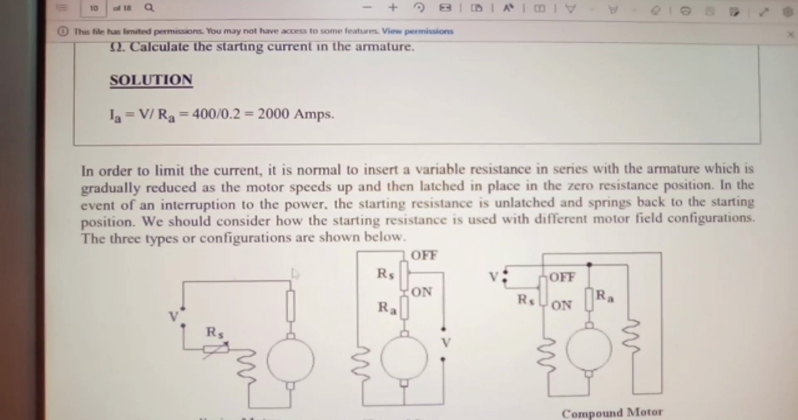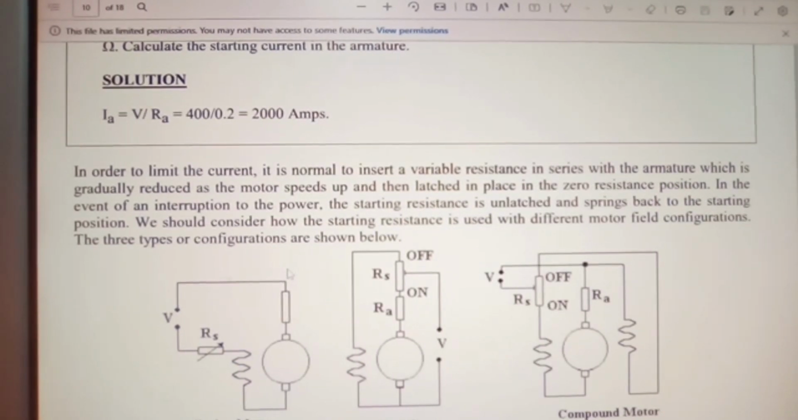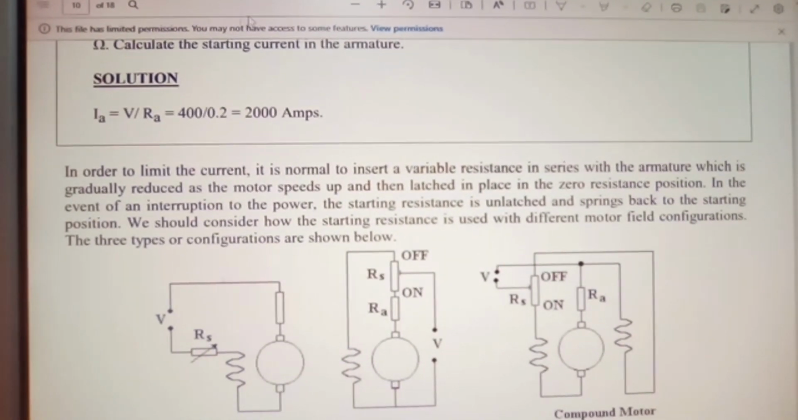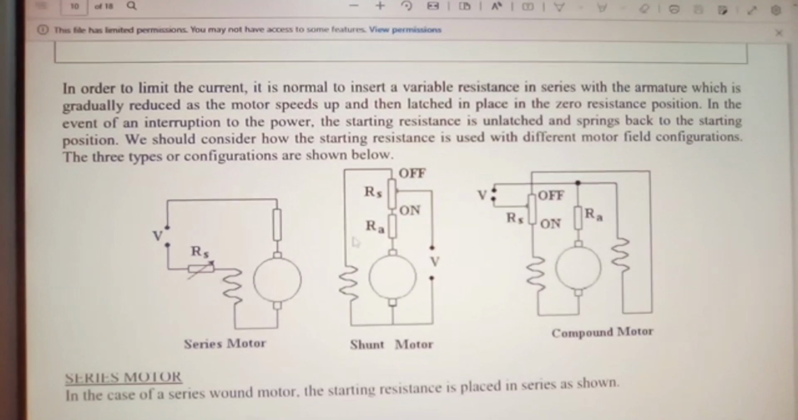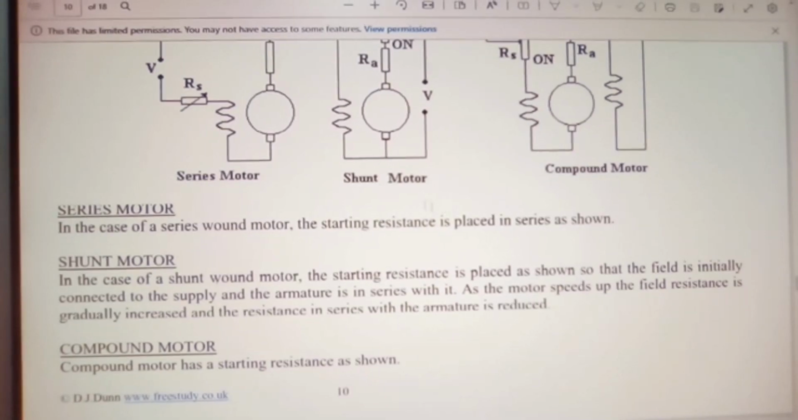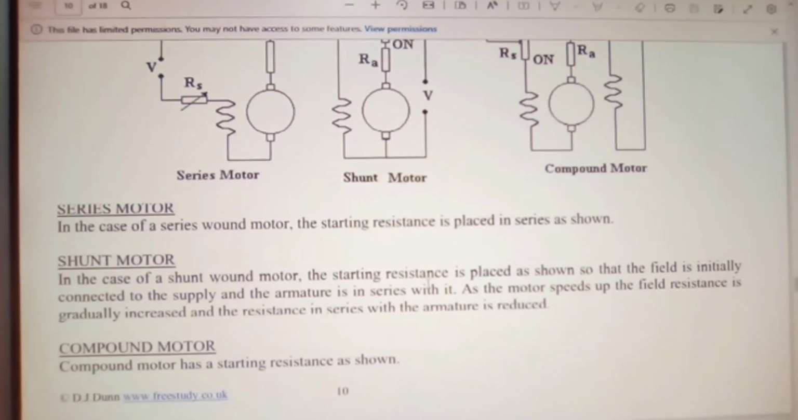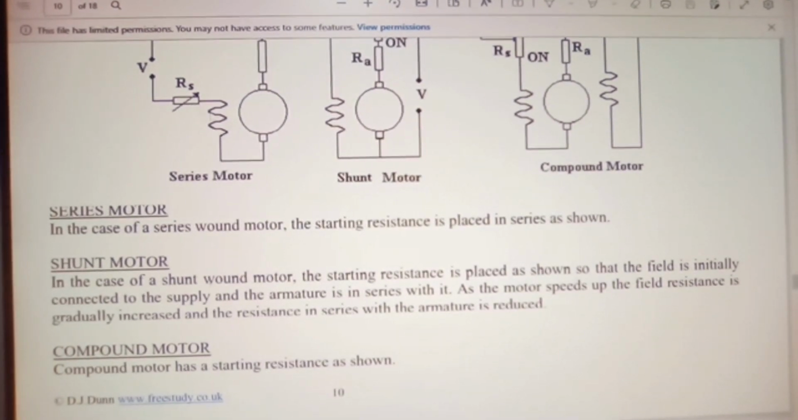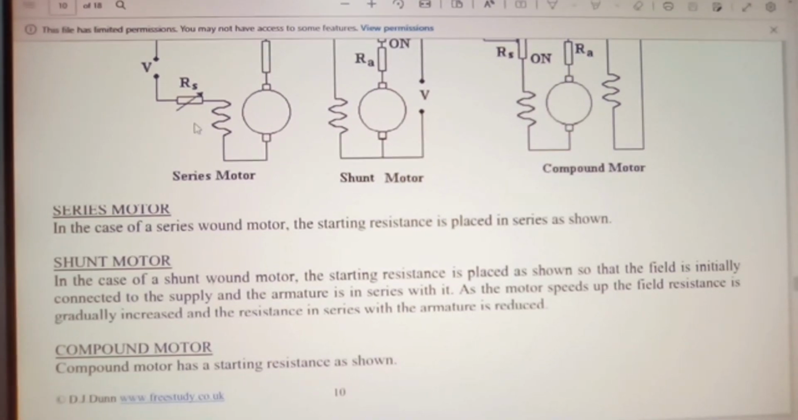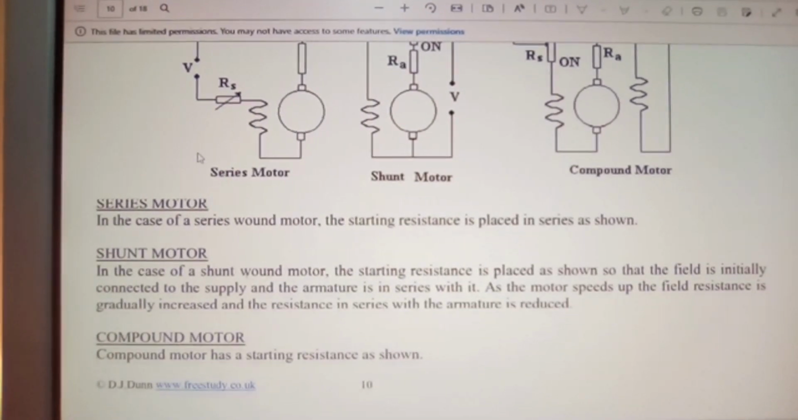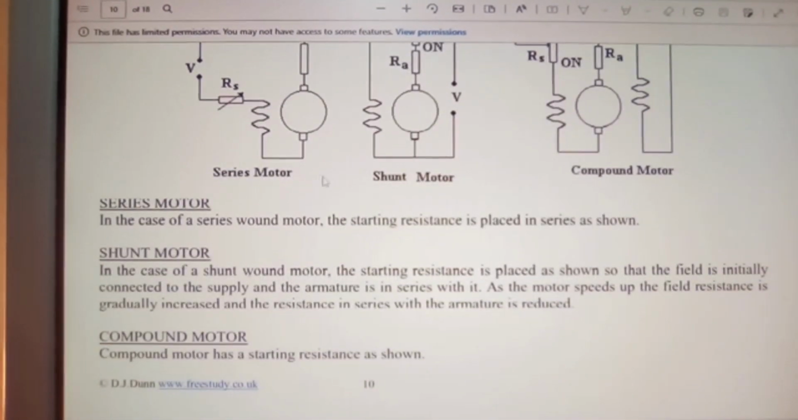We should consider how the starting resistance is used with different motor field configurations. The 3 types of configurations are shown below. Okay. You have series motor, shunt motor, and compound motor. In the case of a series wound motor, the starting resistance is placed in series as shown. Okay, and it shows you where the resistance is. Okay, and then let me just make sure that I am pointing to the right place. Thank you. Yes.